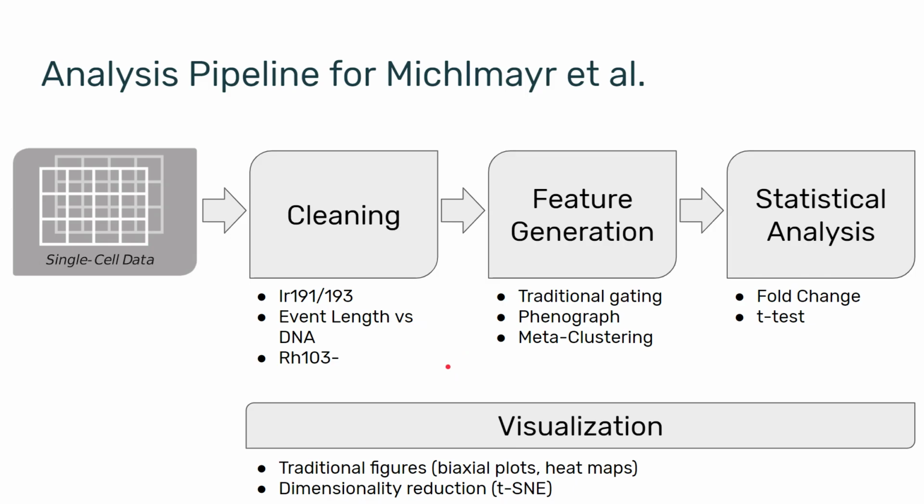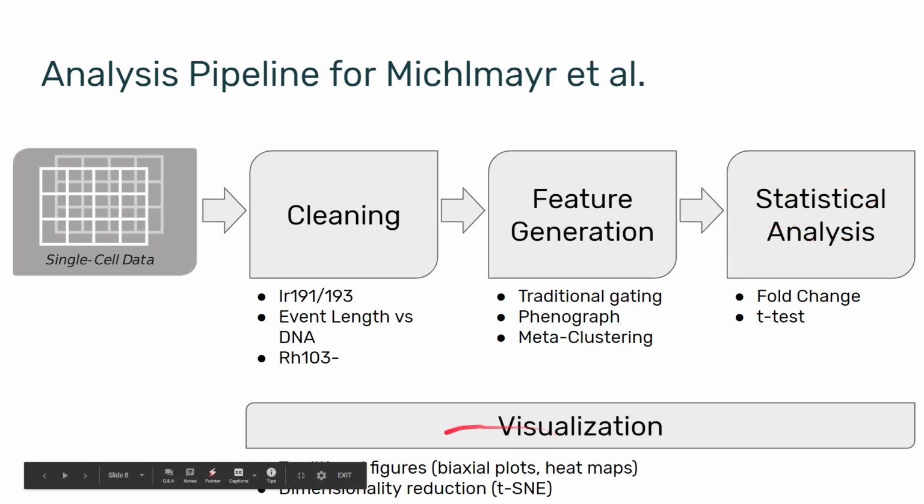And here are the answers that the authors of this paper have chosen for their multiple choice questionnaire. For cleaning, they use these traditional gates. Then for feature generation, they use a combination of traditional gating and PhenoGraph and meta-clustering. For statistical analysis, they use fold change and t-test. And then for visualization, they used traditional figures and dimensionality reduction using t-SNE.